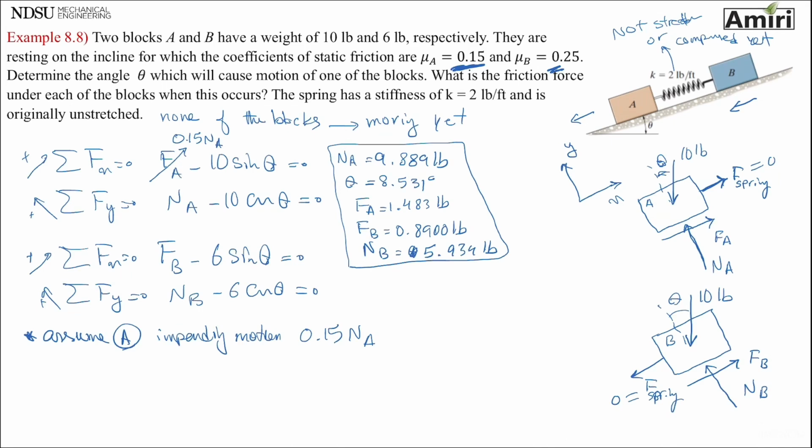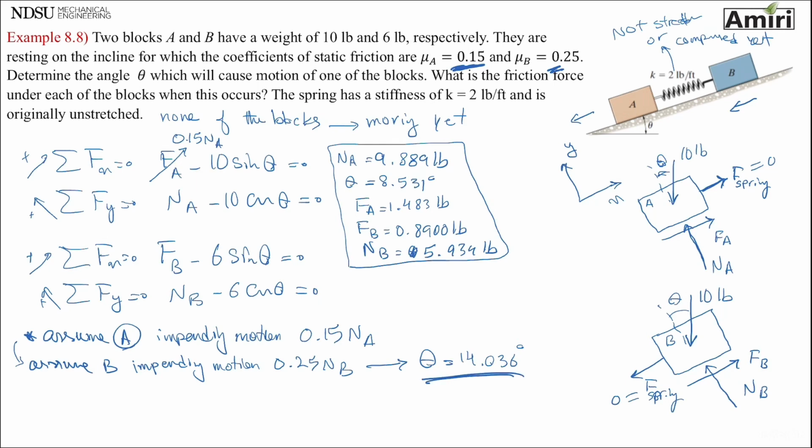Okay. One way is to then assume B is in impending motion, not A. So then you cannot use this equation. Instead, you have to use 0.25 NB. And I've done the math. The angle that I get is going to be 14.036.